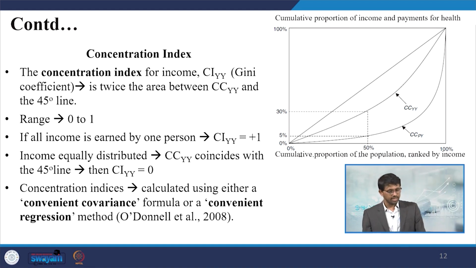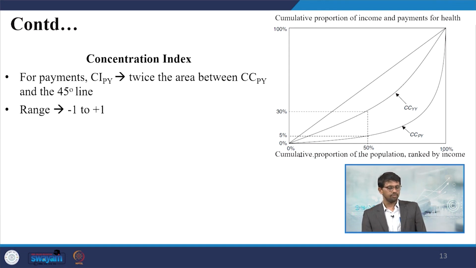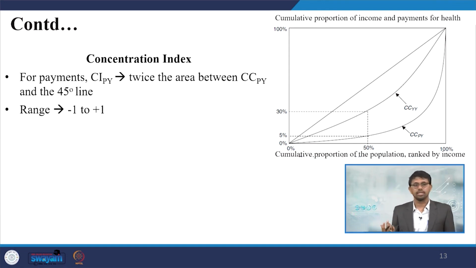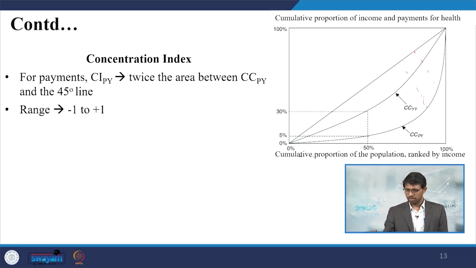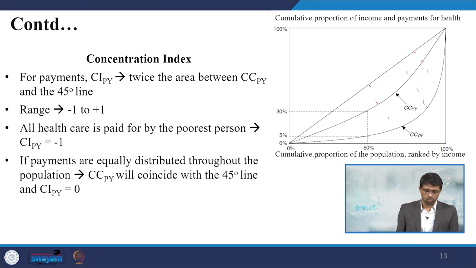So, the concentration index is calculated using either a convenient covariance formula or a convenient regression method, as mentioned in O'Donnell et al. 2008. And for the concentration index for healthcare payments, it is similarly twice the area between CPY and the 45-degree line, and the value would be just twice. So, the range is actually -1 to +1.